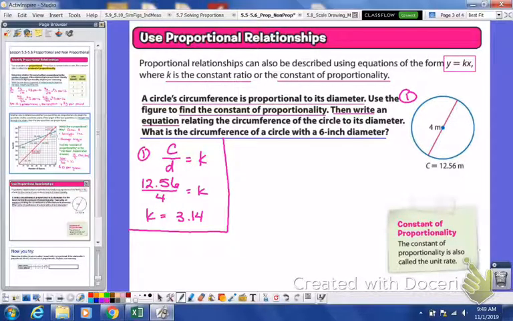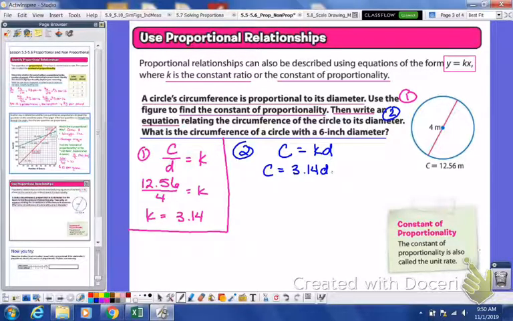Now, part 2. Write an equation relating the circumference of the circle to its diameter. So this is part 2. Well, we know C equals KD because we're told that circumference is proportional to diameter by using that constant of proportionality. We just found that constant, so all you have to do to write your equation is to substitute it in. So C equals 3.14D.